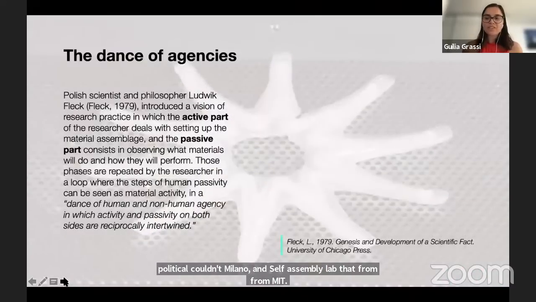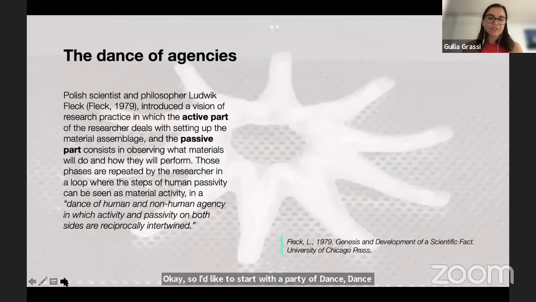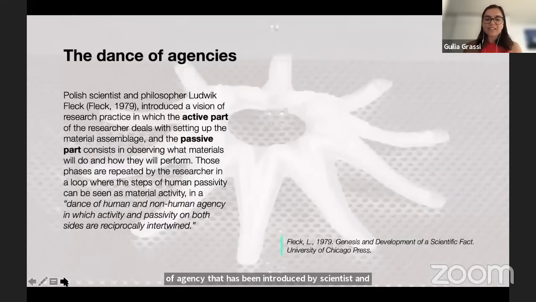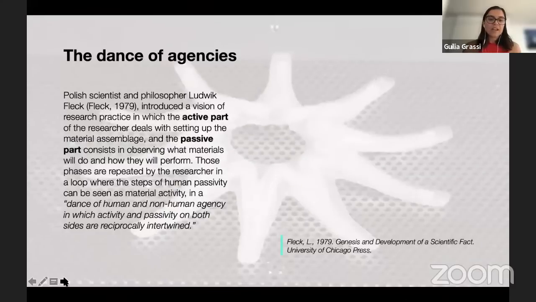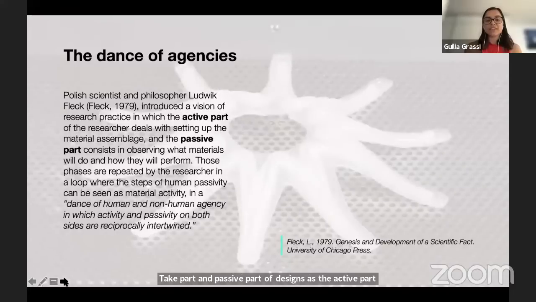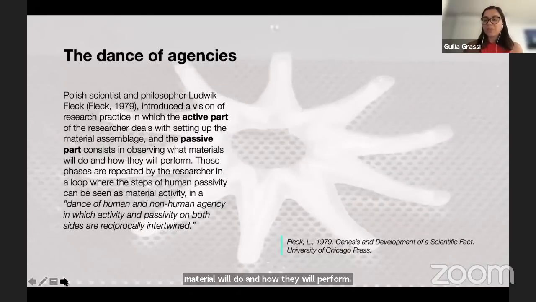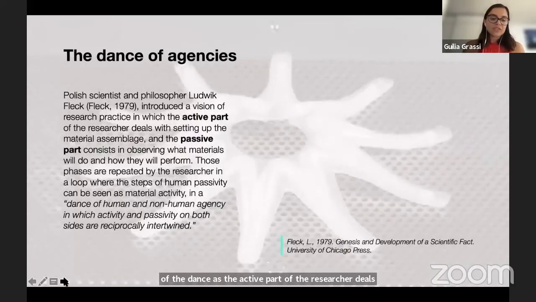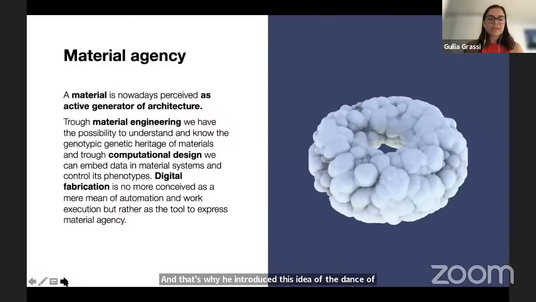Okay, so I'd like to start with the paradigm of the dance of agency that has been introduced by scientist and philosopher Ludwig Fleck, which is the dance of human and non-human agency, in which the researcher and matter are both the active part and the passive part of this dance. The active part of the researcher deals with setting up the material assemblage, and the passive part consists in observing what material will do and how it will perform. Those phases are then repeated in a loop, and that's why he introduced this idea of the dance of human and non-human agency.